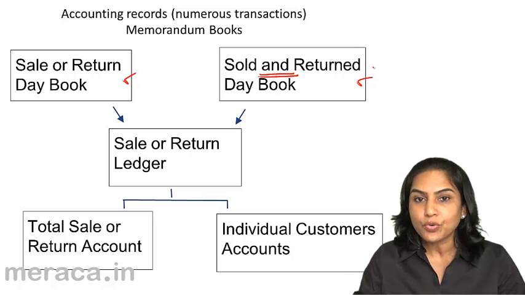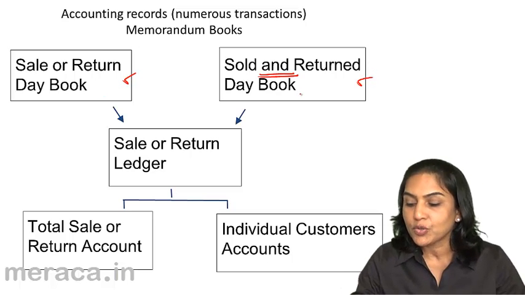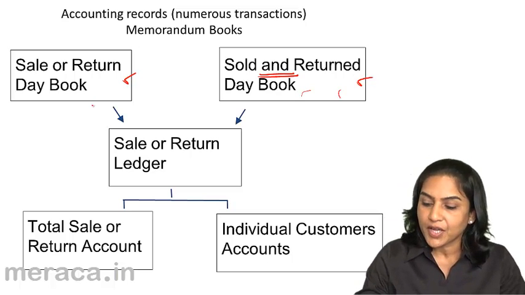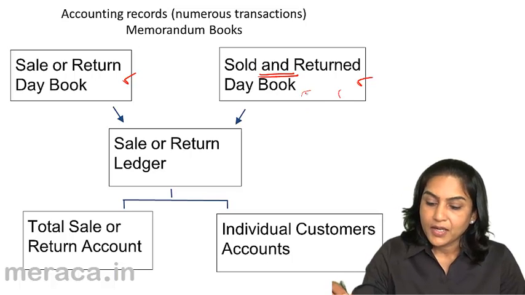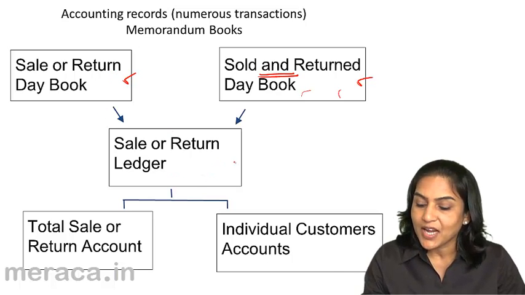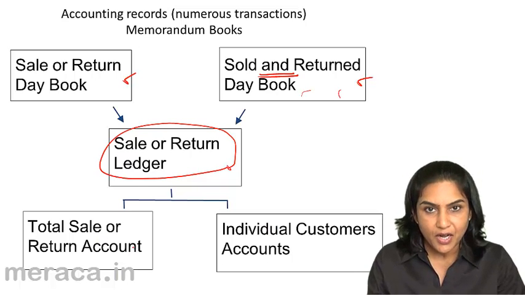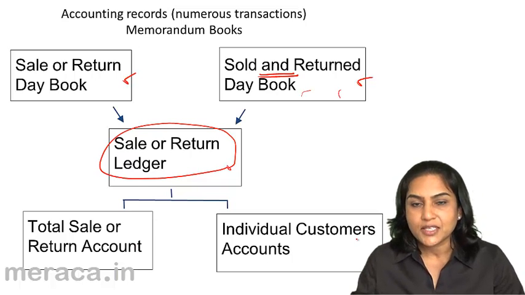Now we have two day books, one when goods are sent on approval and one when goods are approved or when goods are returned. So there is a sale or return day book and there is a sold and returned day book. What is recorded in these day books is posted into the sale or return ledger. Sale or return ledger again has two kinds of accounts. One is a total sale or return account, just as we discussed previously, and the other is individual customers accounts.